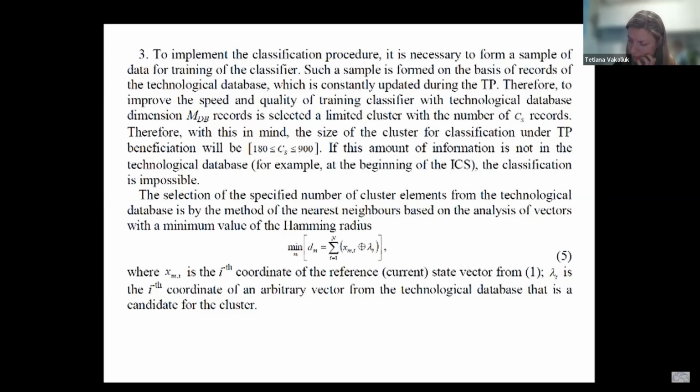Therefore, with this in mind, the size of the cluster for classification under TP beneficiation will be. If this amount of information is not in the technological database, for example, at the beginning of the ICS, the classification is impossible. The selection of the specified number of cluster elements from the technological database is by the method of the nearest neighbors based on the analysis of vectors with a minimum value of the Hamming radius.